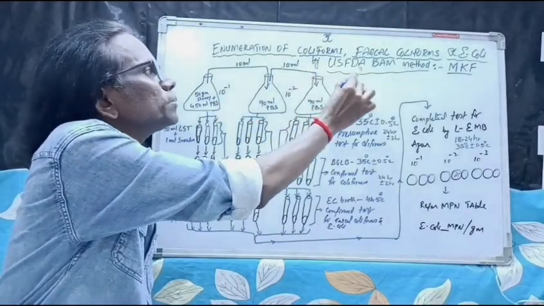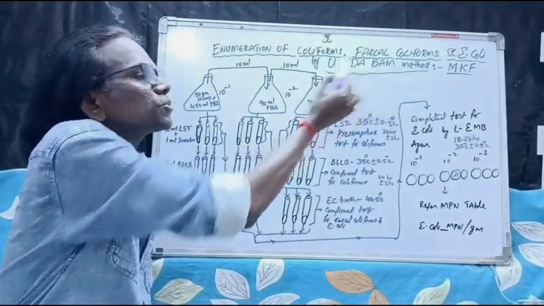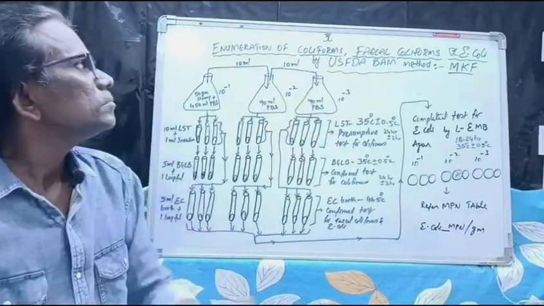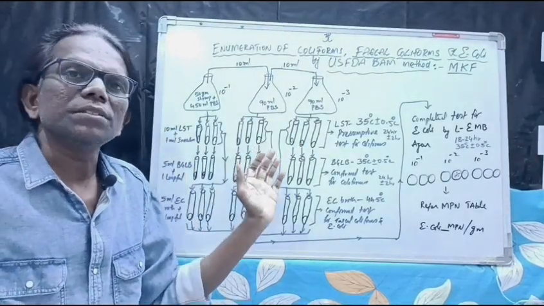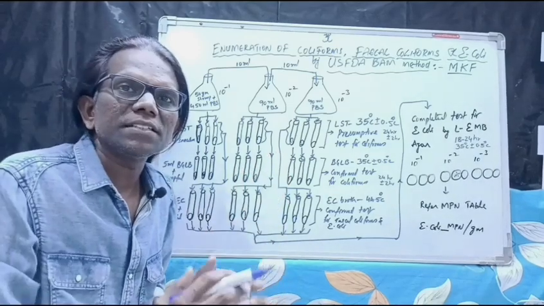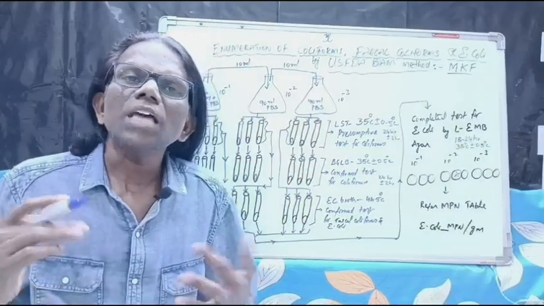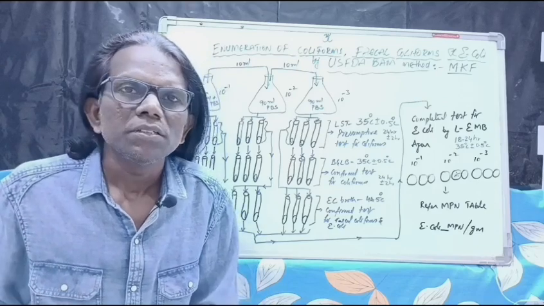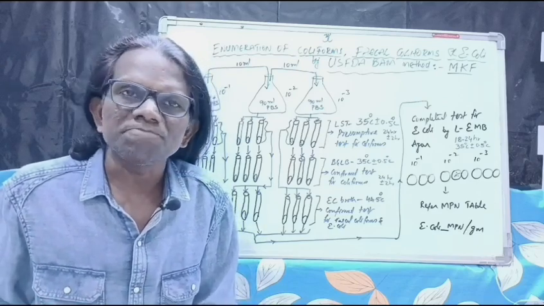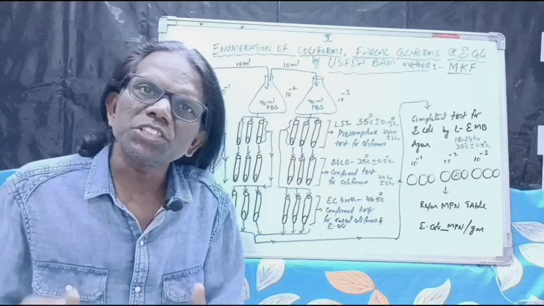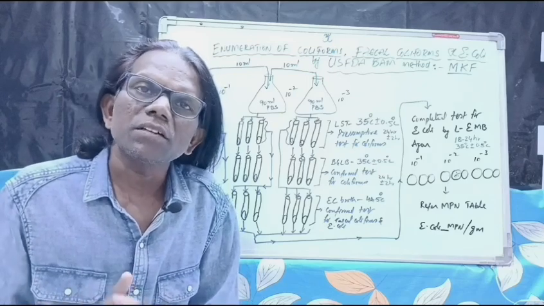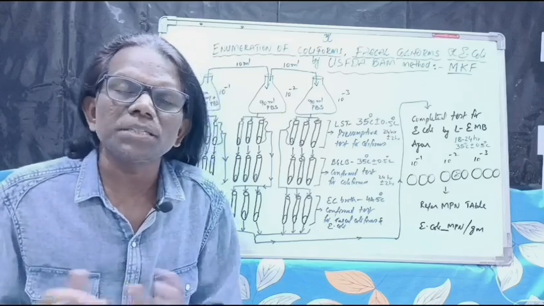Enumeration of coliforms, Faecal coliforms and Escherichia coli by using the USFDA BAM method by MPN technique. First, the sampling technique: sampling quantity from a lot as per FDA BAM. Collect 8 oz samples, and 8 oz means at least 226.8 grams of sample from a lot. Then you have to collect the subsample.